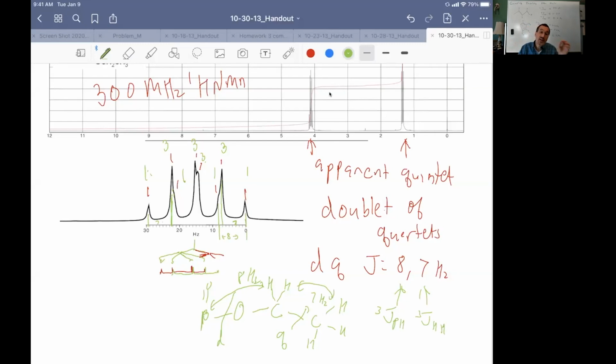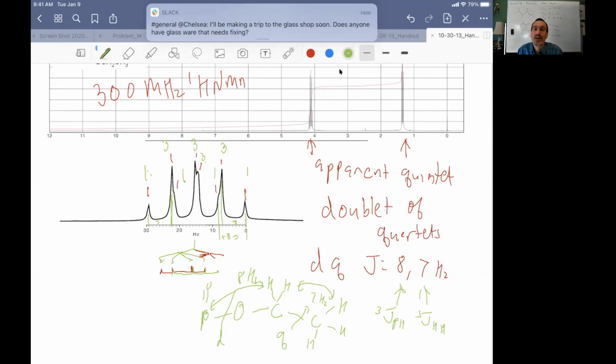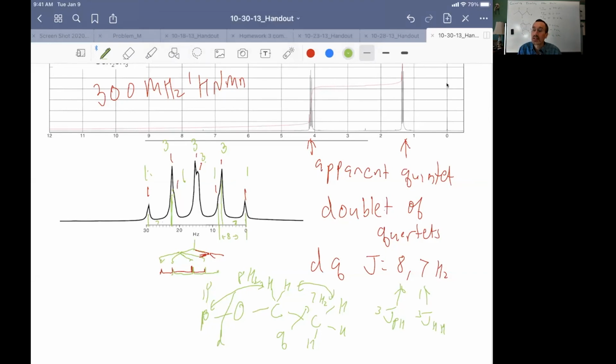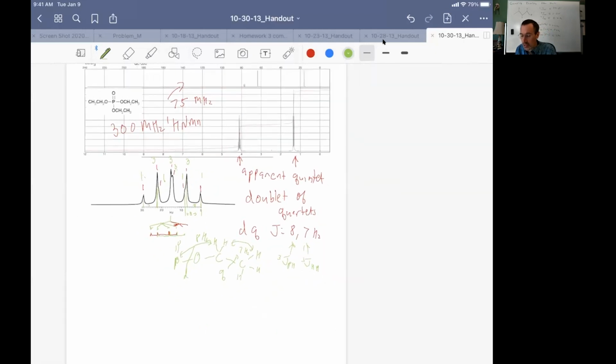And if you hadn't been able to resolve it out, you could have said, oh, it's an apparent quintet, J equals about 7 hertz. And that would be a reasonable analysis too. We're sort of right on the cusp here. We can just see sneaking under here, just teeny evidence of the further splitting of the difference in coupling constants. Additional thoughts or questions on this one?